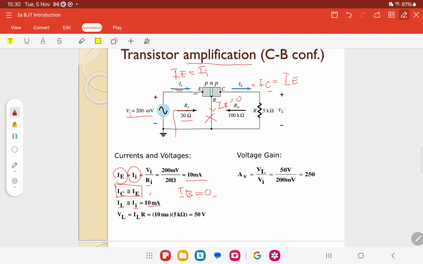Okay. And how to determine VL equals to V out? I darab dengan the resistor. Okay, not this one. Ini resistor yang dekat dalam ni. Ini resistor dekat load sahaja. Okay, resistor at the load sahaja. So darab dengan 5K, dapatlah 50. Now we have the input and output voltage. So this is the input voltage, this is the output voltage. Okay, so for AV is equals to voltage out over voltage in. Voltage out sama dengan voltage L kan. So dapatlah this 250 voltage gain.